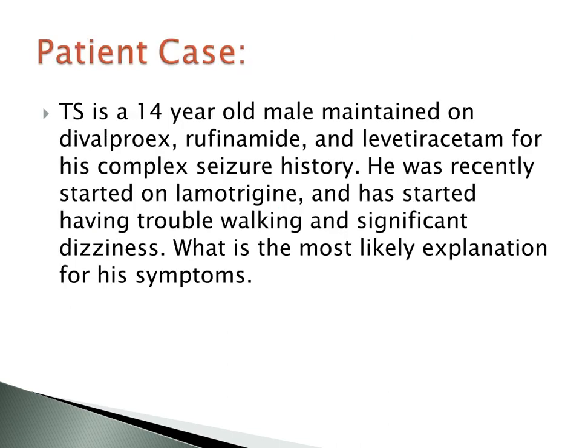If we're thinking about another case, TS is a 14-year-old, maintained on Depakote, rufinamide, and Keppra. And this patient has complex seizures. Now they start on lamotrigine. He's having trouble walking and significant dizziness. What's the most likely explanation?